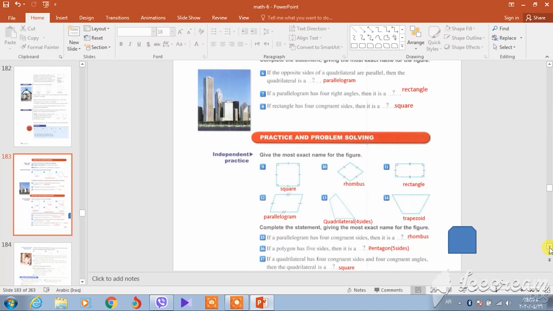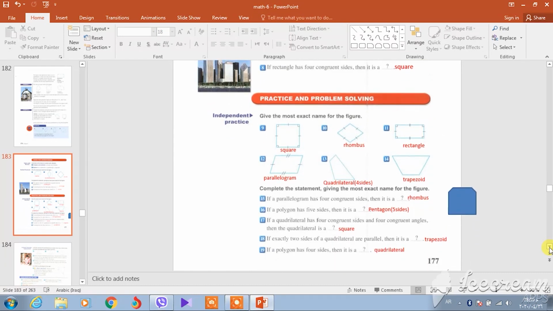And we have question 9. Give the most exact name for the figure. If we look at question 9, we have a square. That's so easy because we have four congruent sides and four congruent angles. If we look at practice 10, we have a rhombus because we have four congruent sides.